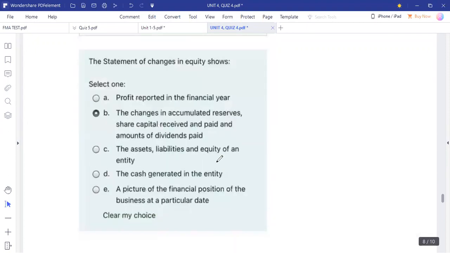Then we also said that the statement of changes in equity will usually show the changes in accumulated reserves and capital received, paid, and amounts of dividends paid. So this is what is actually found in our statement of changes in equity. It usually pertains to what? Accumulated reserve, share capital, received or paid. It has to do with the reserves.